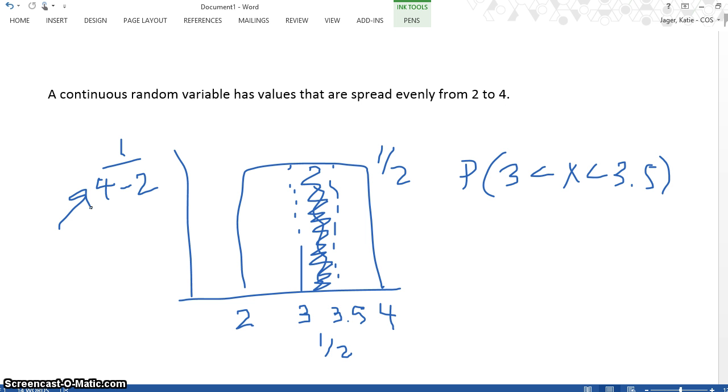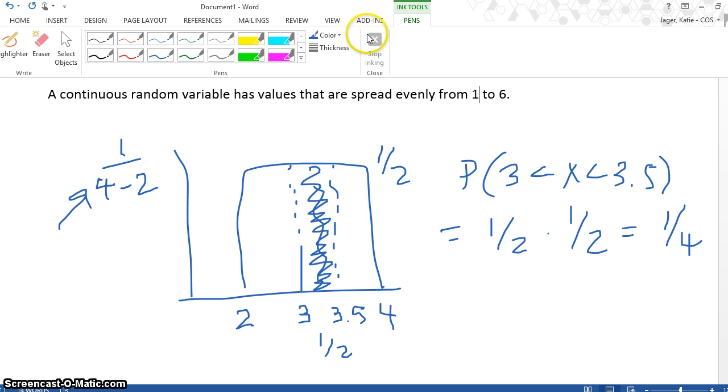Then I simply do the same thing. The probability of getting a value of x from this random variable that's between 3 and 3.5 is simply 1/2, my height, times 1/2, my width. Again, 1/4. So what would happen if we change this from 2 to 4 to, how about, 1 to 6? What would be different about this distribution?